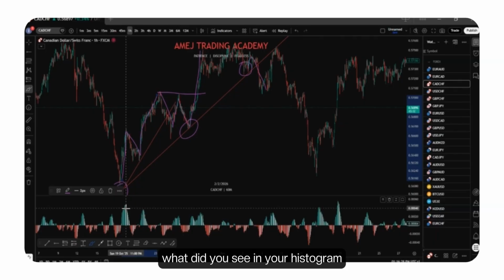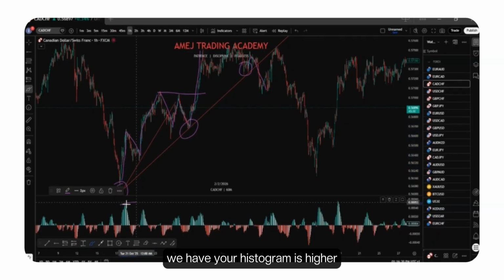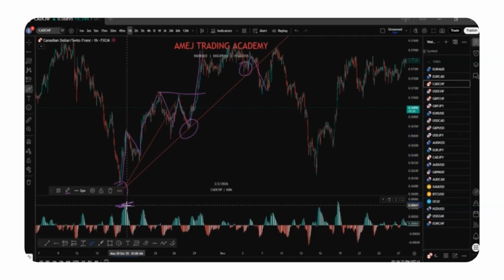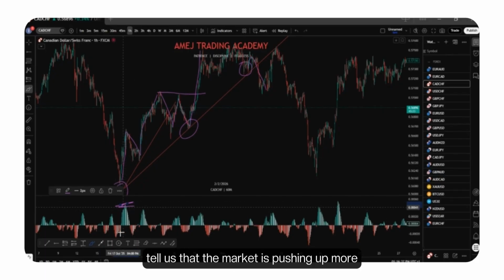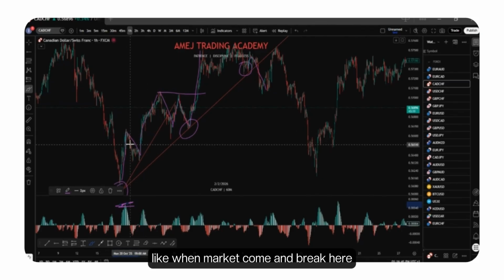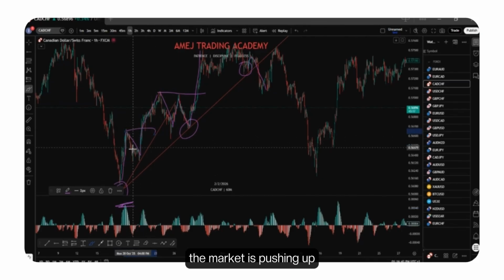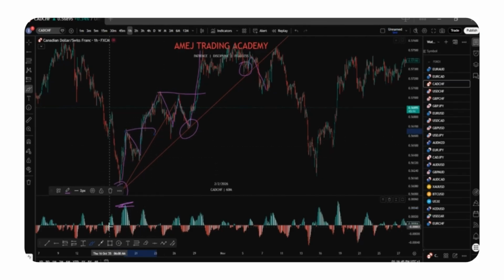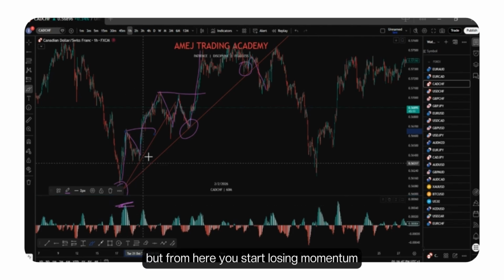what did you see in your histogram? Your histogram is higher. So this tells us that the market is pushing up more. Like when the market comes and breaks here, the market is pushing up. But from here, you start losing momentum.